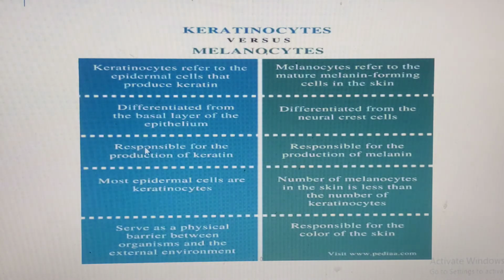Then what we are saying is that yes, we've seen the role. This one produces melanin. Now, the function is that these melanocytes serve as a physical barrier between the organism and the external environment. But these ones will be responsible for producing color, or imparting color, to the individual. So these are the things.